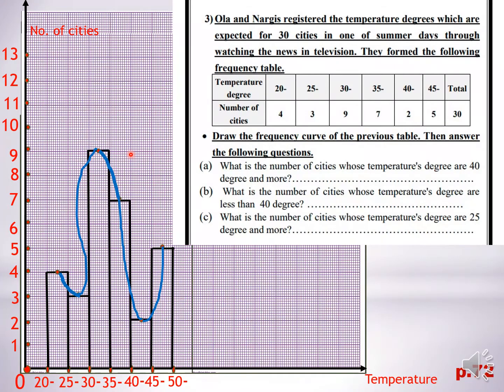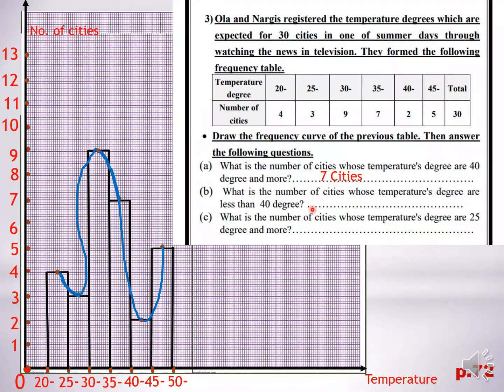Now let's answer the questions. What's the number of cities whose temperature degrees are 40 degrees and more? Where is 40 degrees? Here, 40 degrees and more. So I have 2 cities and 5 cities. 2 plus 5 equals 7 cities.